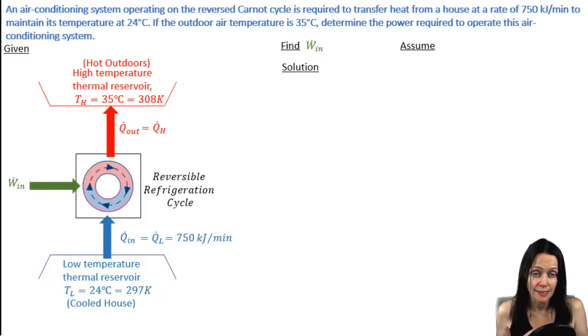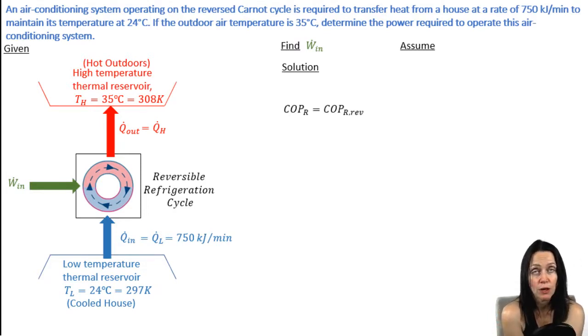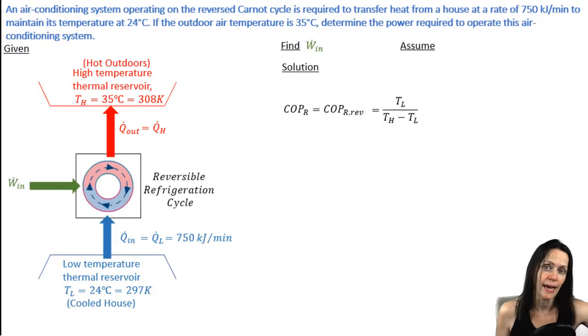And it says that it's a Carnot cycle, or a reversed Carnot cycle, which means that it's a completely reversible refrigeration cycle. So with that in mind, I need to define my coefficient of performance for a reversible refrigeration cycle. If I get the coefficient of performance equation for a refrigeration cycle in terms of Q's, and I switch out the Q's for T's, I get T_L over T_H minus T_L.